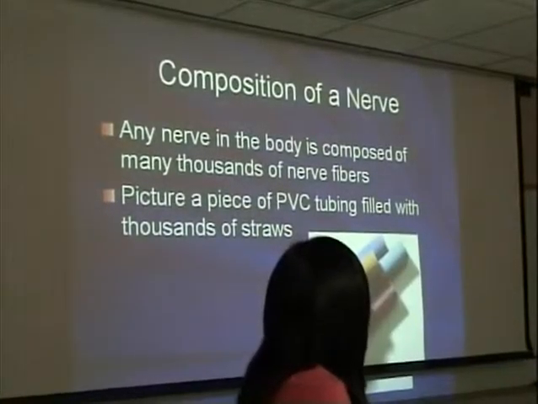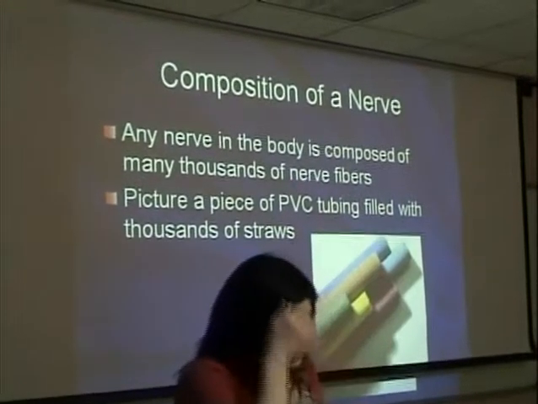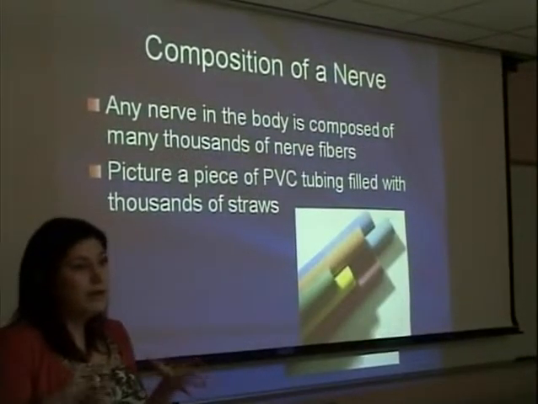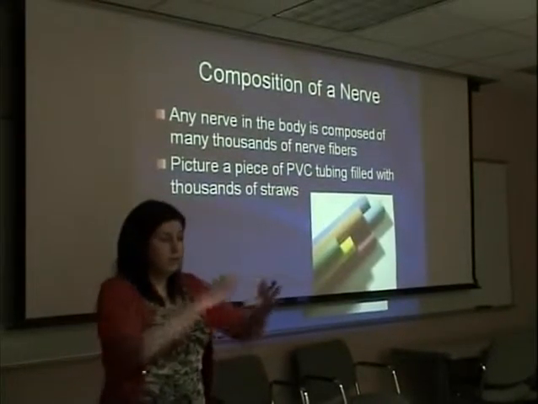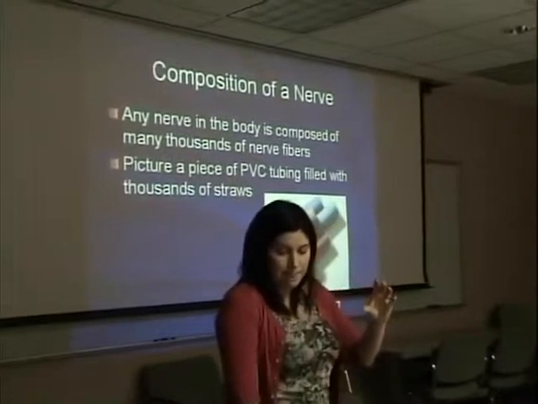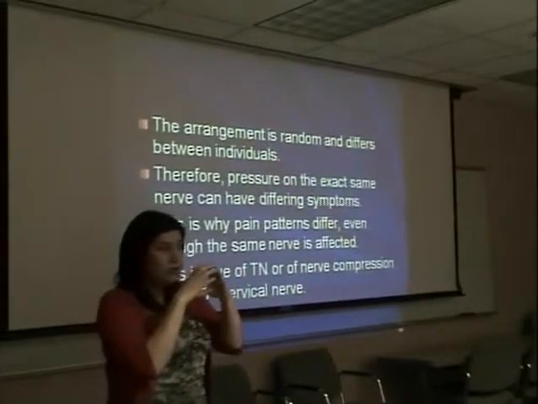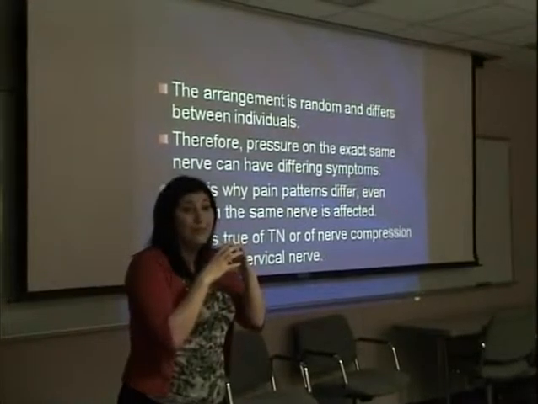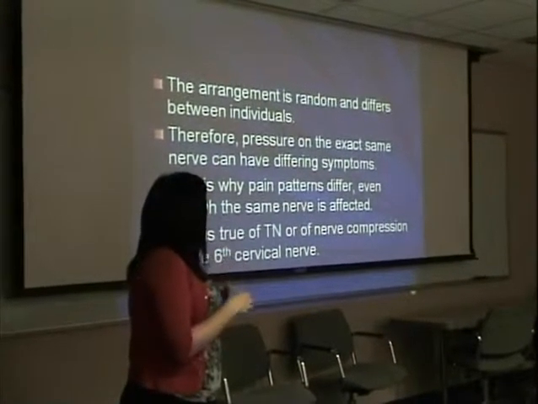So the composition of a nerve, this is really important to understand too. Any nerve of the body is composed of thousands of nerve fibers. And the way we think about it, think of a PVC pipe, and it's filled with 1,000 straws. So we've got a pipe shown in the picture there, and it's got all these little straws in it, okay? And inside the PVC pipe where the straws are, the arrangement of these nerves is random, okay? Therefore, pressure on the nerve can cause different effects.